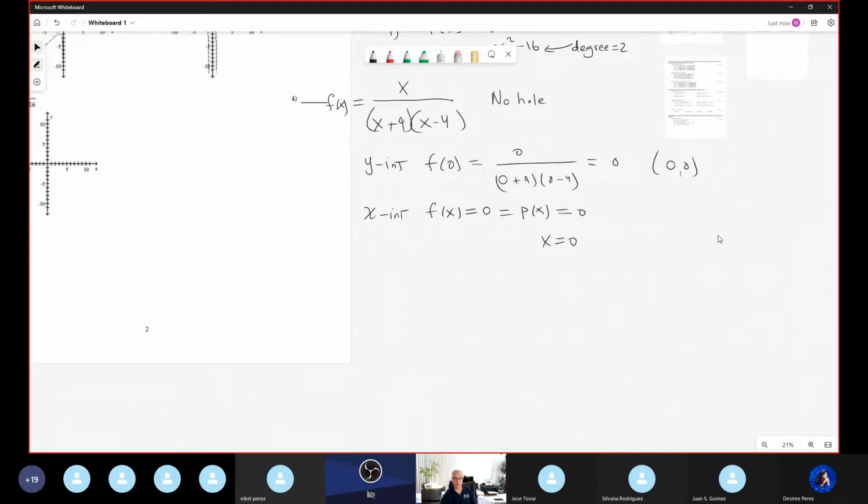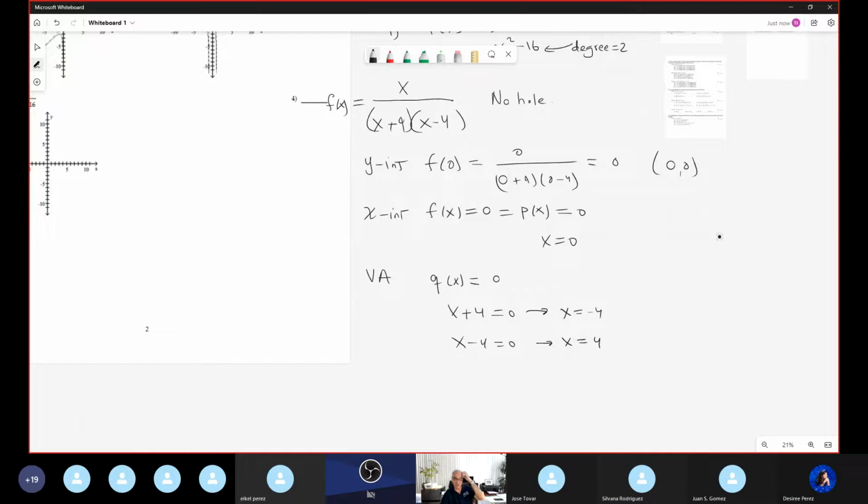Vertical asymptote. Easy. You take the polynomial q, which is the polynomial in the denominator, and you force it to be 0. We have to factor: x plus 4 is equal to 0, so x is negative 4, and x minus 4 equal to 0 gives x positive 4.